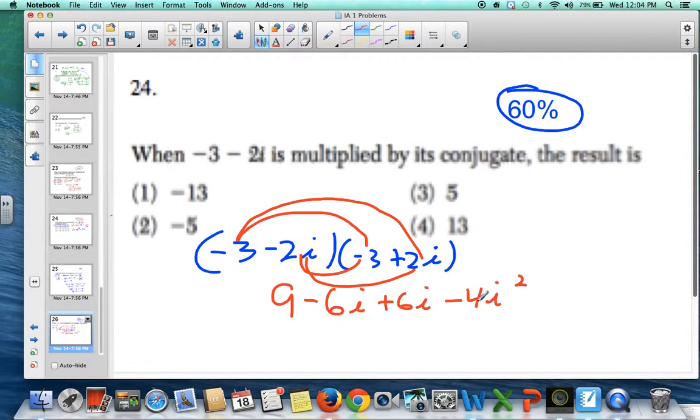So this becomes minus 4i squared. At this point, these two cancel out: 6i minus 6i is 0. So we have 9, and i squared is negative 1, so negative 4 times negative 1 is plus 4. So that equals 13. There's the answer to number 24. I'm going to stop right there, and I'm going to finish with the multiple choice. I'll make another video and send that as well with the short answer problems.